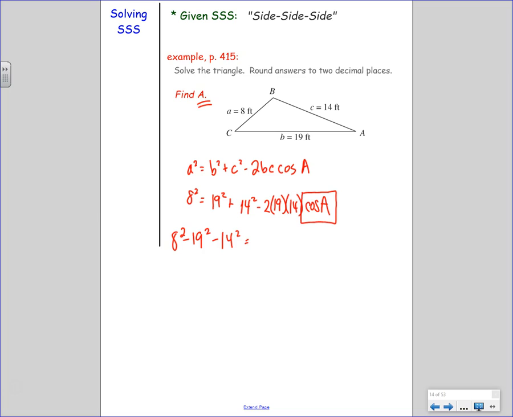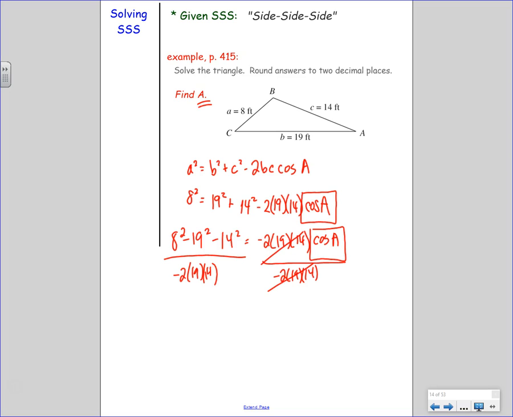So the 19 squared got subtracted, the 14 squared got subtracted, now I have negative 2 times 19 times 14. P.S. I'm also trying to put this in my calculator only once, in case you're wondering. Why divide? Because it's being multiplied. So then you would need to divide by the negative 2 times the 19 times the 14.